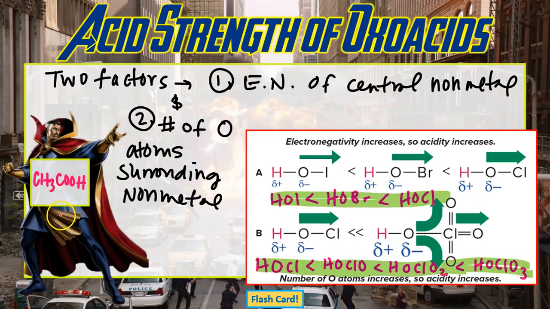Next up is going to be the acid strength of oxoacids. So an oxoacid is going to have a hydrogen and it's going to have a number of oxygen atoms, right? And so the acid strength of an oxoacid is still going to depend on two factors.